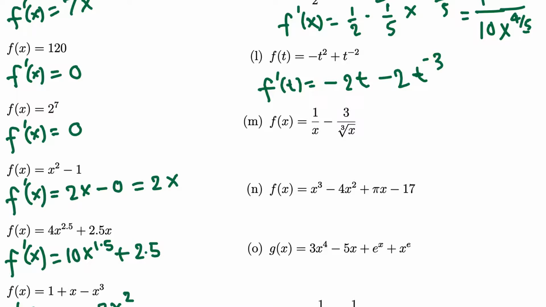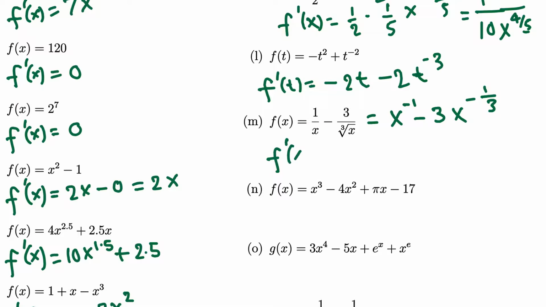So let me rewrite, because we don't have the fraction rules yet. 1 over x is the same as x raised to negative 1, minus 3 is already on the top. On the bottom we got the cube root of x. The cube root of x is x raised to 1/3, move up, x raised to negative 1/3. Now we need to use the power rule in both terms.